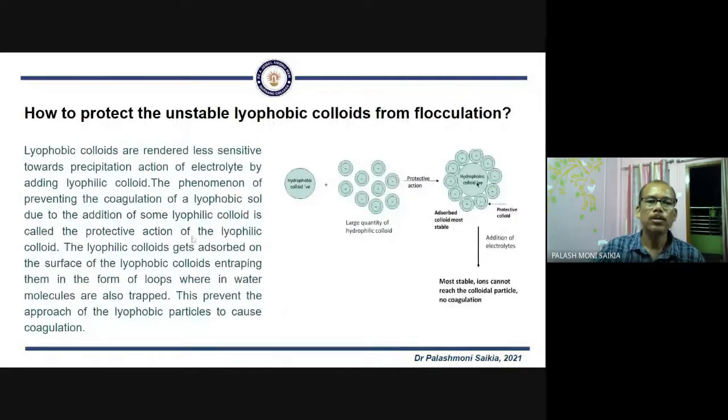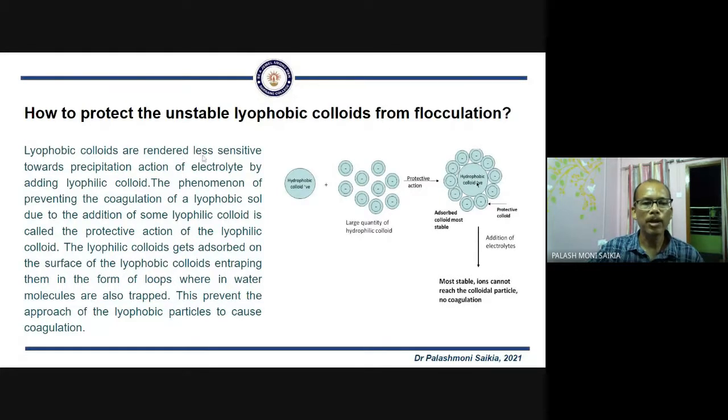Now, we have seen that thermodynamically the lyophobic colloids are unstable, and they can readily coagulate. So they flocculate, and they have to be protected. So how are lyophobic colloids protected from coagulation? This is done by adding lyophilic colloid. To protect the lyophobic colloid, we generally use lyophilic colloid.